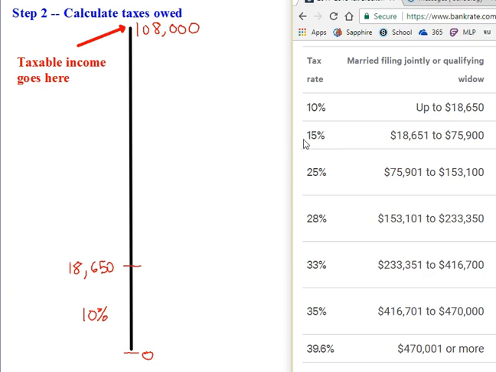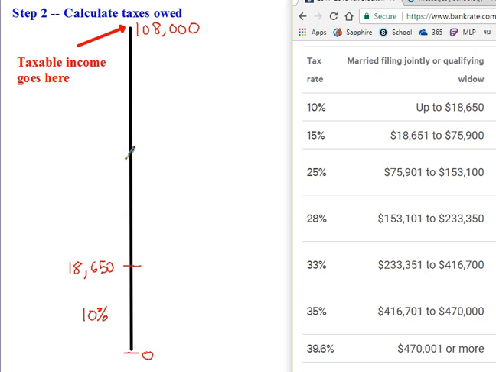So here's our 15% tax bracket. Once you've made from 0 to $18,650, that gets taxed at 10%. Any income above that starts getting taxed at 15%. So your bracket from $18,651 to $75,900, any of that income gets taxed at 15%. So let's record that. We're already at $18,650, and we're going to go up to $75,900. That's going to get taxed at 15%.